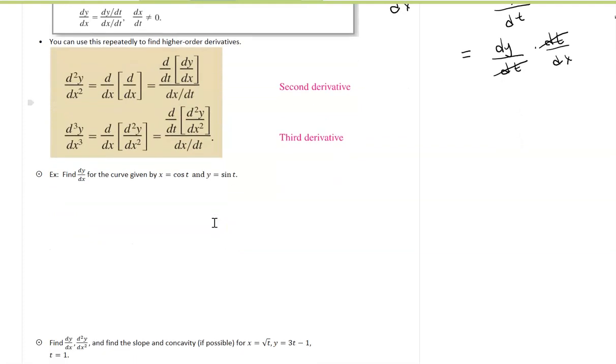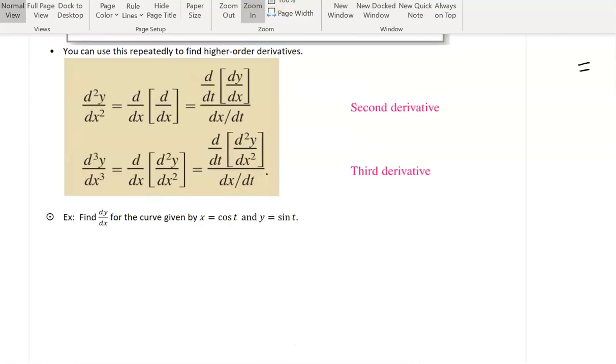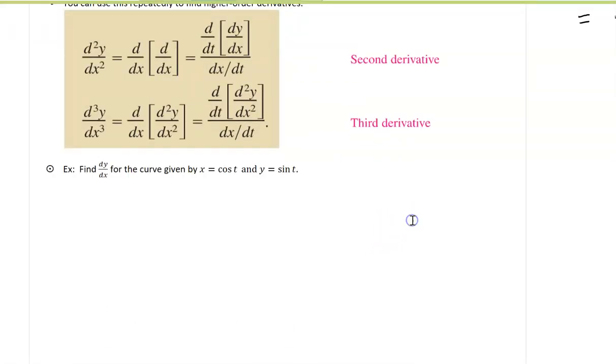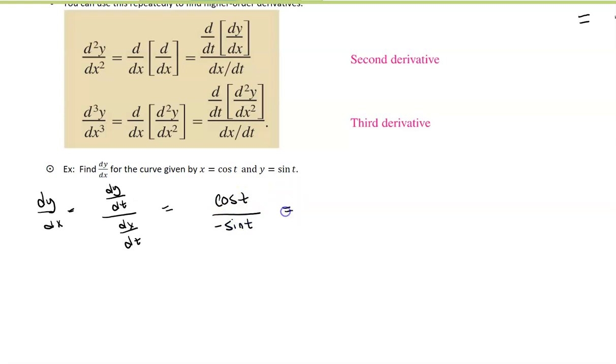So this example says find dy over dx for the curve given by x equals cosine of t and y equals sine of t. So I know that dy over dx is going to be equal to dy over dt divided by dx over dt. And since y is equal to sine of t, the derivative with respect to t of that would be cosine of t. And x is equal to cosine of t, so the derivative with respect to t of that would be negative sine of t. So I end up with negative cosine of t over sine of t, which is negative cotangent of t.